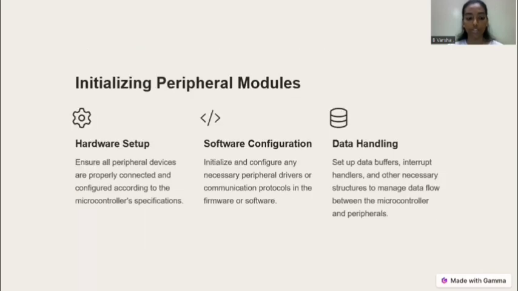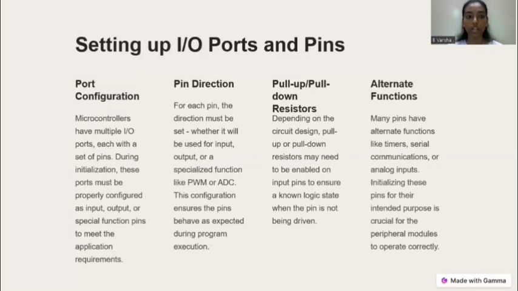Initializing peripheral modules. First is hardware setup. Ensure all peripheral devices are properly connected and configured according to the microcontroller specification. Second is software configuration. Initialize and configure any necessary peripheral drivers or communication protocols in firmware or software. Third is data handling. Set up data buffers, interrupt handlers, and other necessary structures to manage data flow between microcontroller and peripherals.